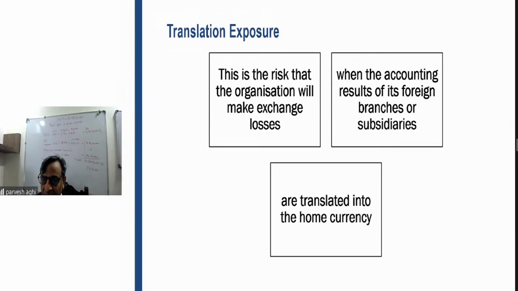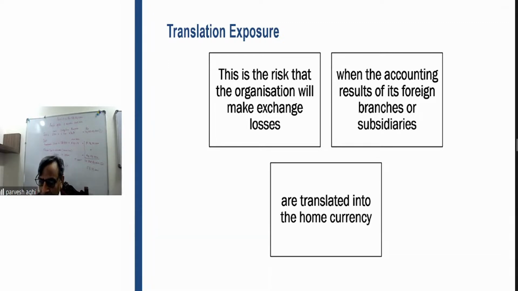So let's come to the translation exposure. This is a risk that the organization will make exchange losses when the accounting results of its foreign branches or subsidiaries are translated into home currency. Every year on the 31st of March, we make our balance sheets. Companies which have subsidiaries consolidate their holding and subsidiary accounts and present them to the shareholders. The subsidiary company can be a foreign subsidiary, or even a company abroad whose subsidiary is in India. They make consolidated accounts and convert all the assets and liabilities into the home currency. Suppose it's an Indian company which has a foreign subsidiary.